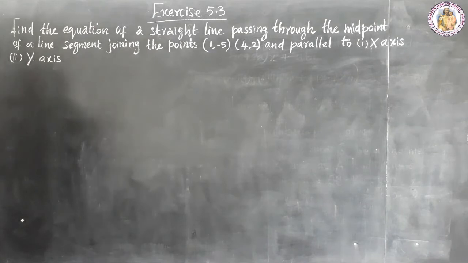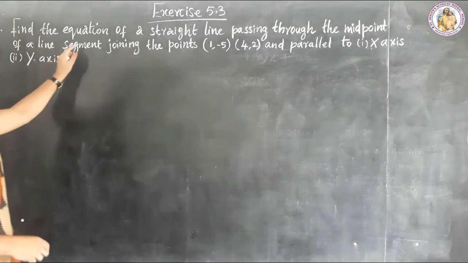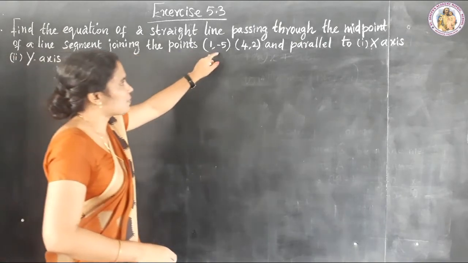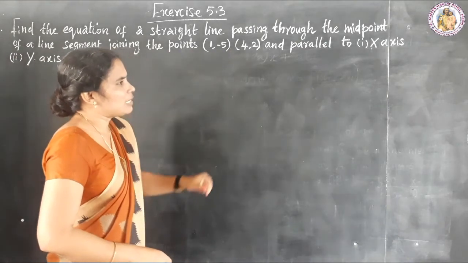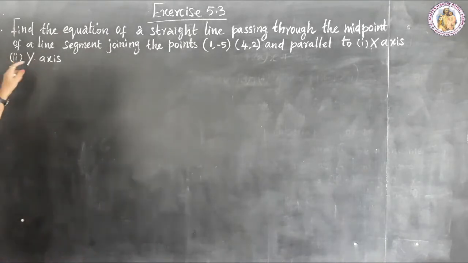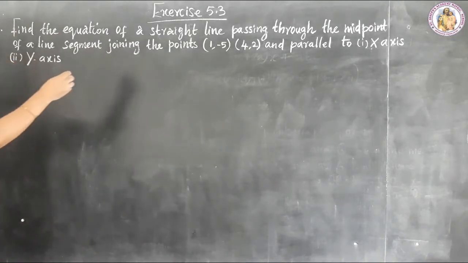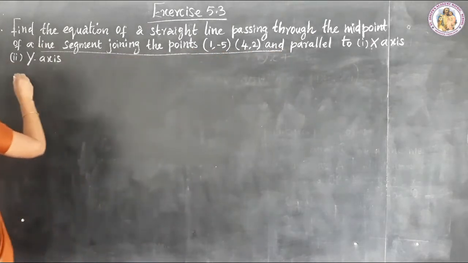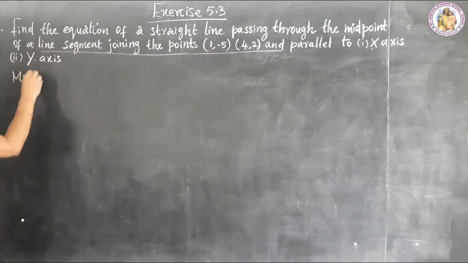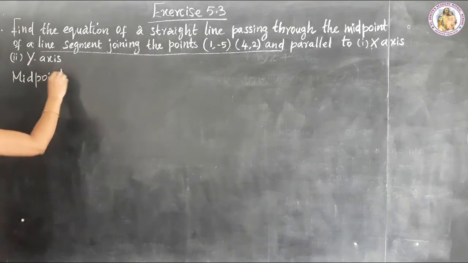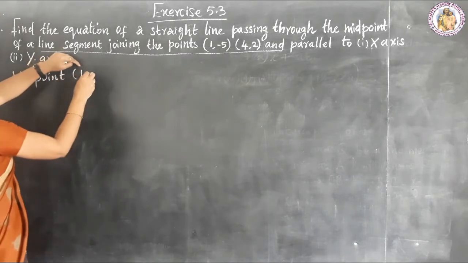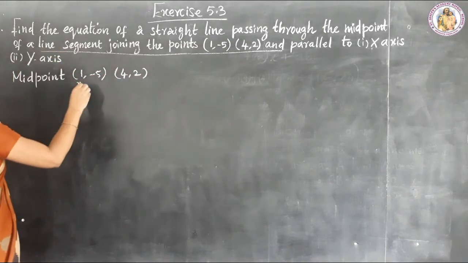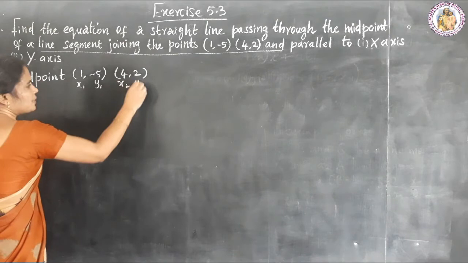Question number 1. Find the equation of a straight line passing through the midpoint of the line segment joining the points 1, minus 5 and 4, 2, and parallel to x-axis, and when it is parallel to y-axis. So first of all, here it is given as a line segment joining the points, so find the midpoint of 1, minus 5 and 4, 2, taking this as x1, y1, x2, y2.